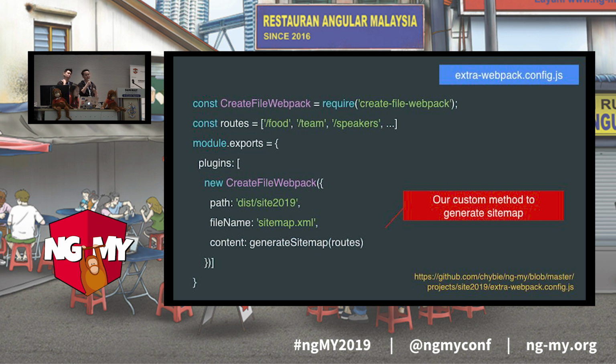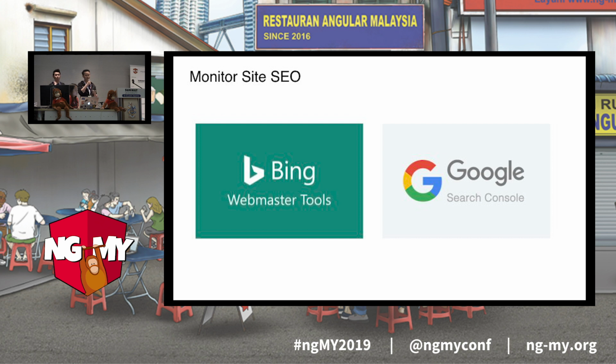Once it creates the file, what you need to do is ingest the content into the sitemap. Same as I just mentioned, you need to provide the destination where you are going to save the file, the file name, and also the content. We create our custom method that generates the sitemap URLs based on the routes we provided. We also use Bing Webmaster Tool and Google Search Console to monitor our SEO. Apart from that, we also submit our sitemap to them to instruct them to know our website routes well.